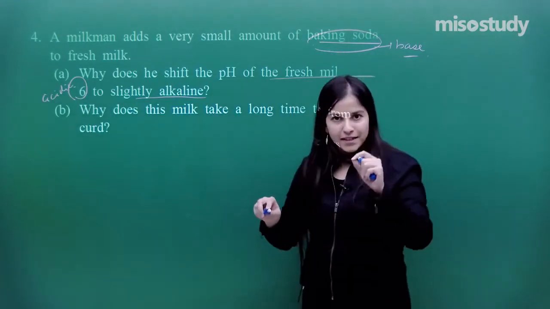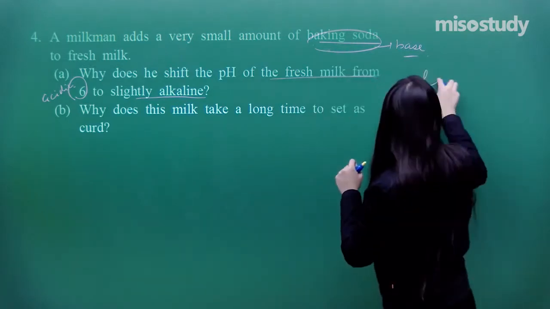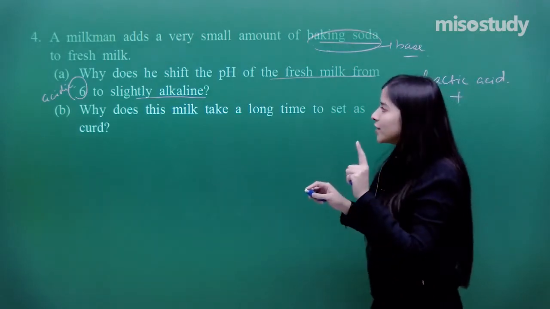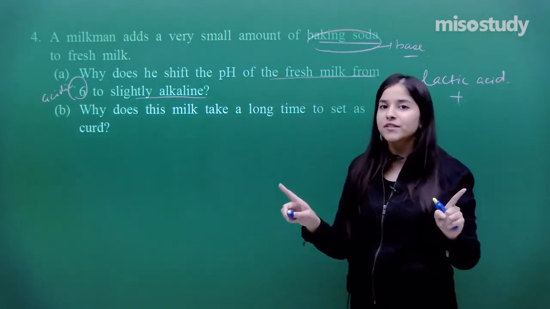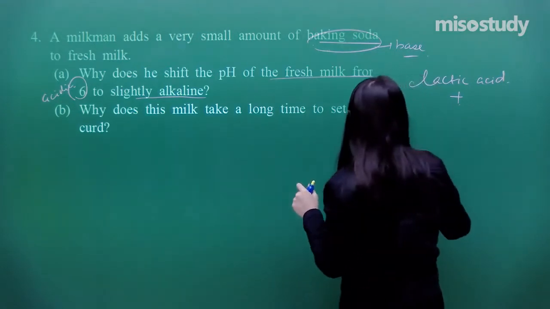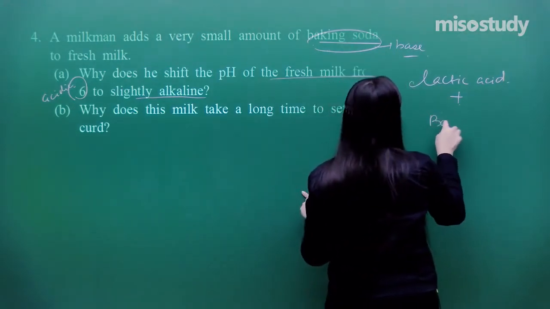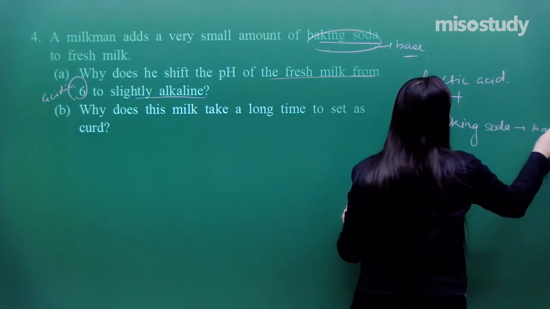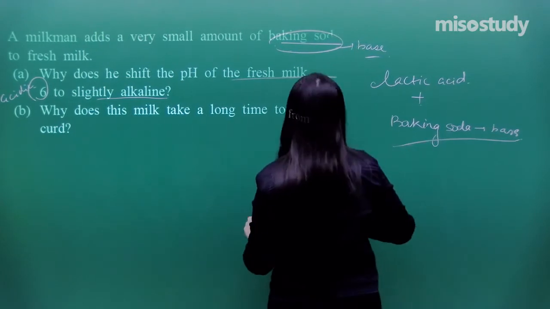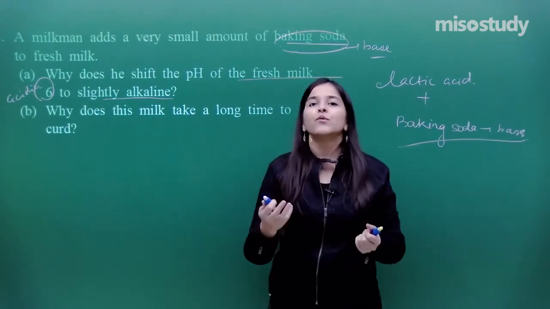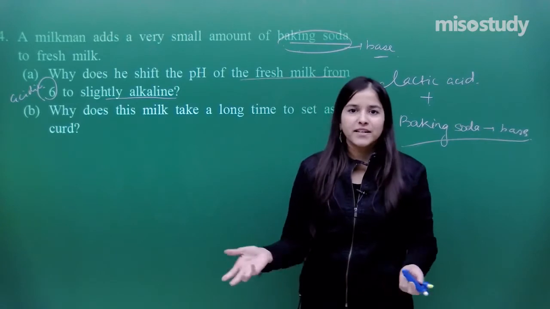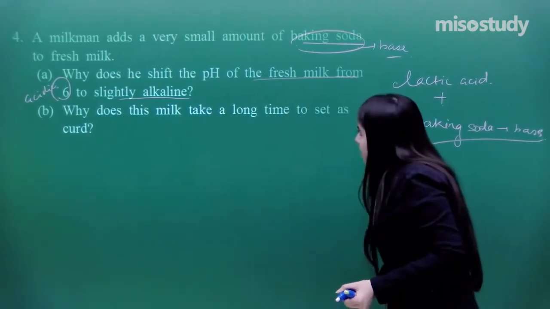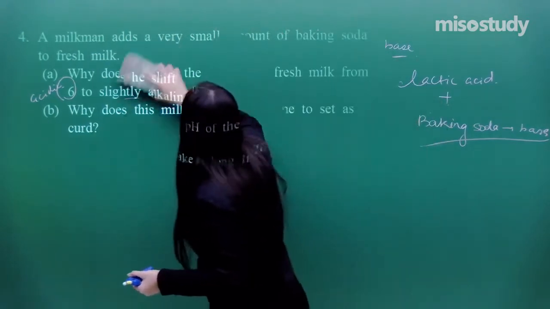What will happen? Now the lactic acid will be produced, but it will not affect the consistency of the milk and will not turn it into curd. It will first try to neutralize the baking soda, which is a base, which is present. And that is how we can store this milk for a longer while. And baking soda does not affect our health either. So that is how the milkman did it. Okay, so that was question number 4, a pretty interesting one.